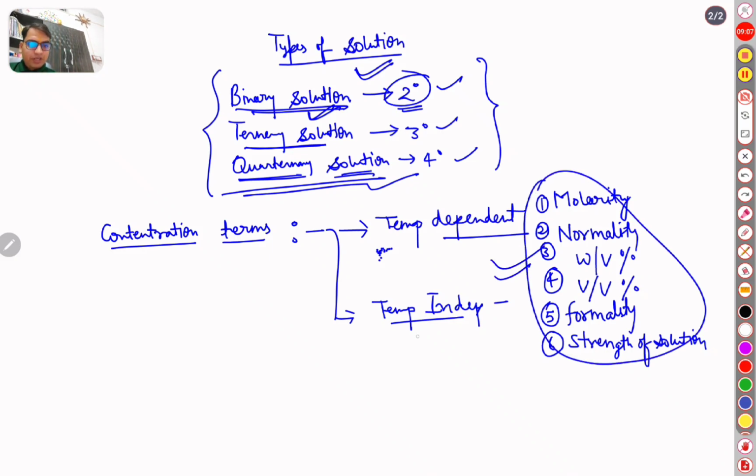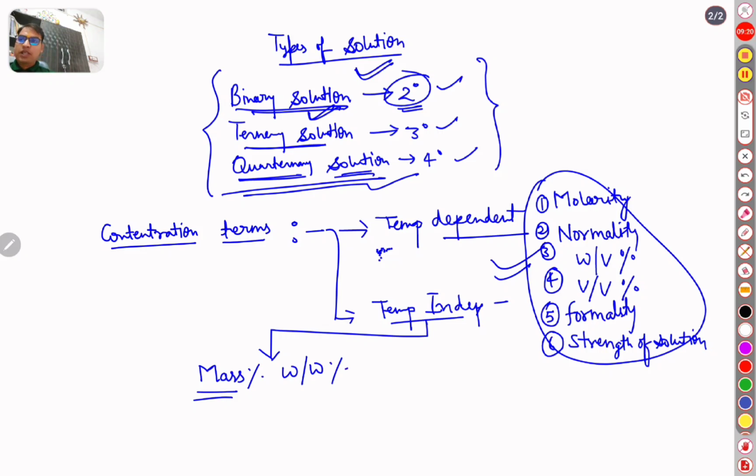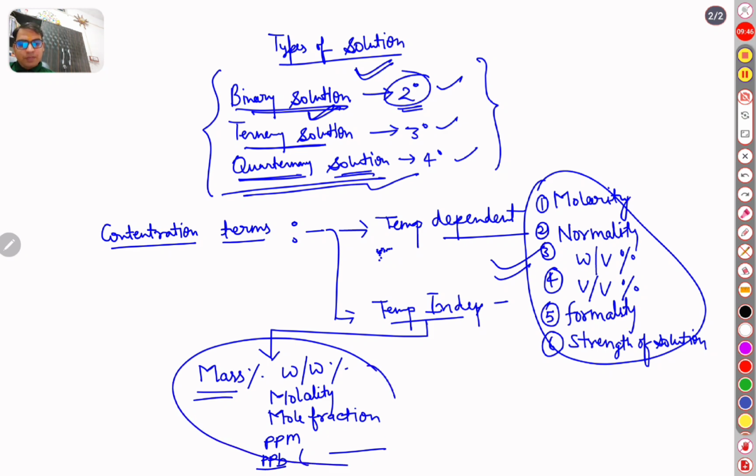Which ones are temperature independent? Mass percentage, which means weight by weight percentage. Molality. Mole fraction. ppm, parts per million, and ppb, parts per billion. These are the temperature independent and those are the temperature dependent.